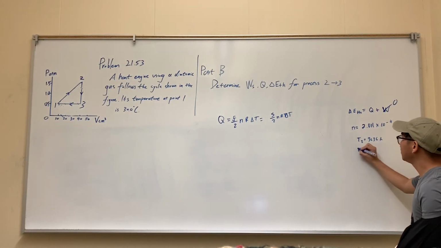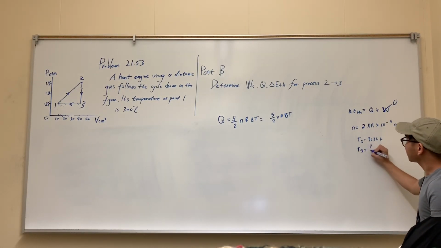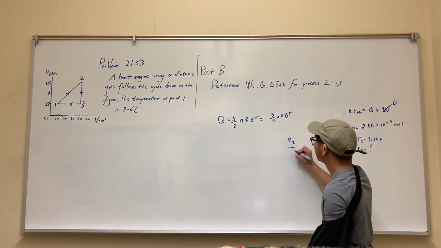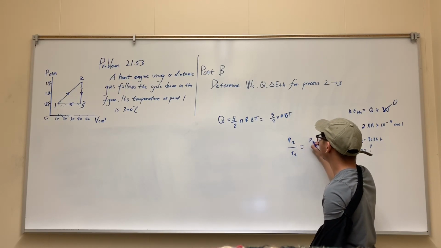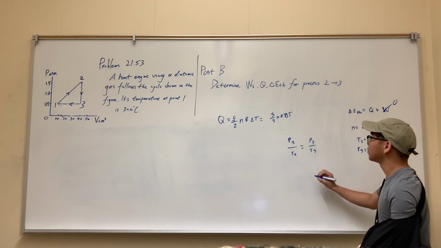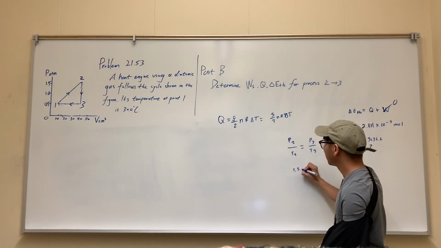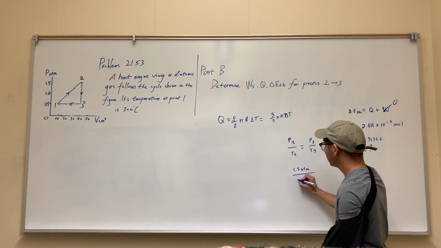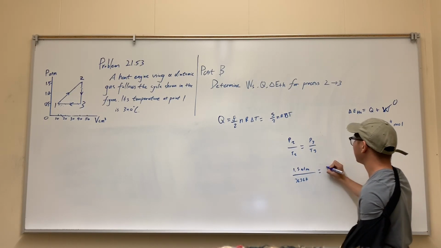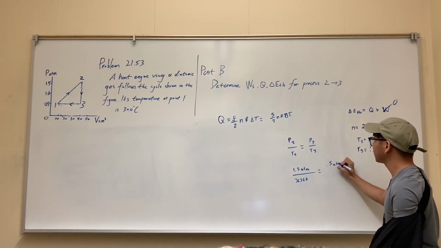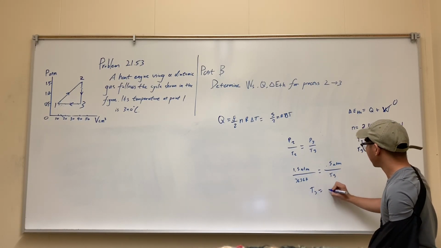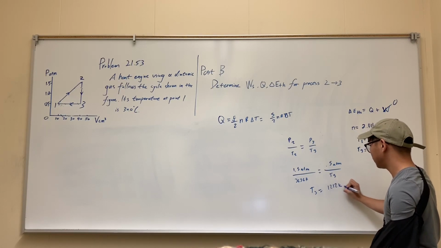Now we need to look for T3. And to find T3, we can use this equation: P2 over T2 equals P3 over T3, and we got that since we know it's constant volume. And our P2 is 1.5 ATM, and our T2 is 3636 Kelvin from earlier. And P3 is 0.5 ATM. T3 is what we're solving for. For T3 we get 1212 Kelvin.